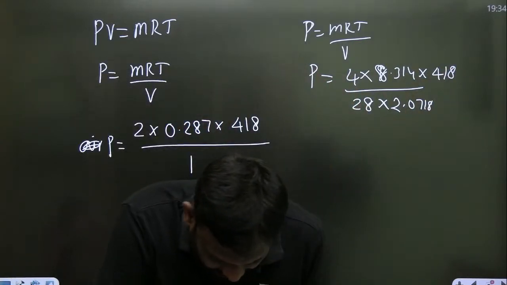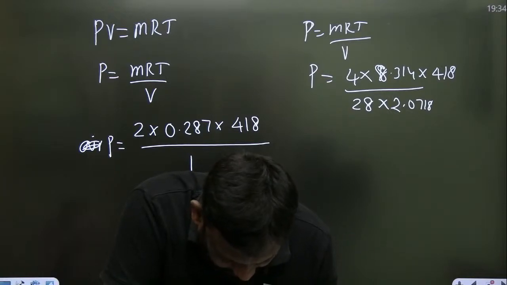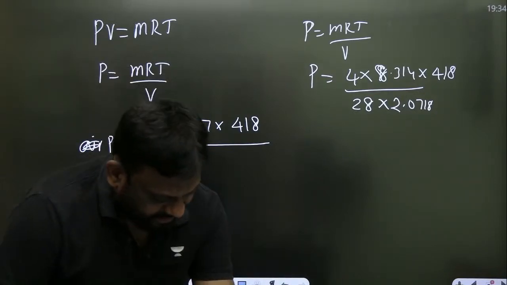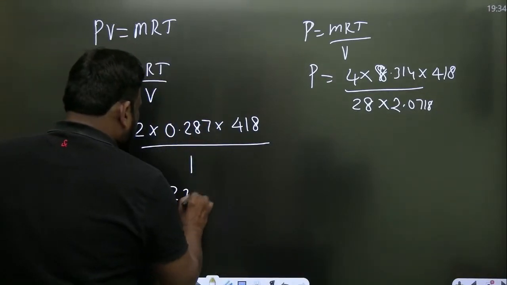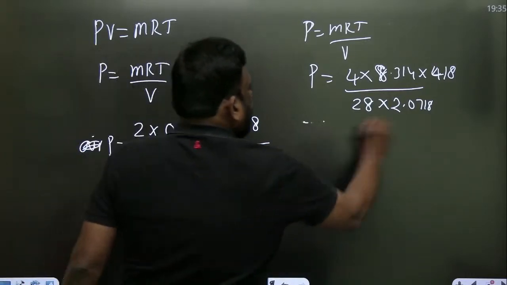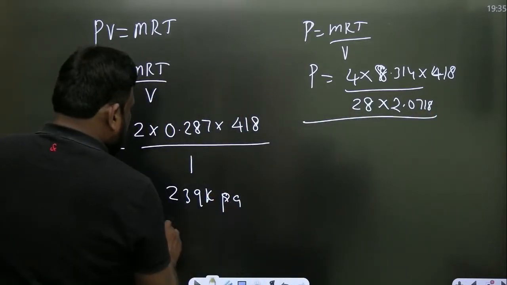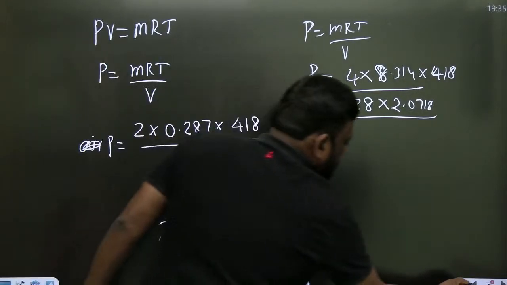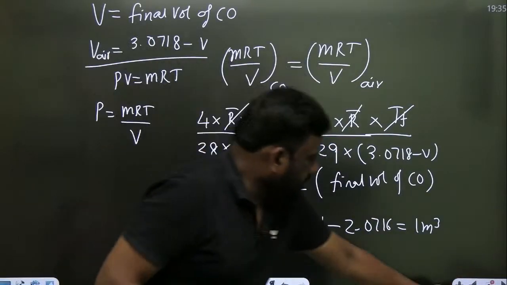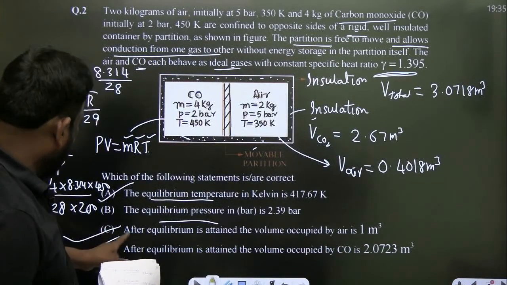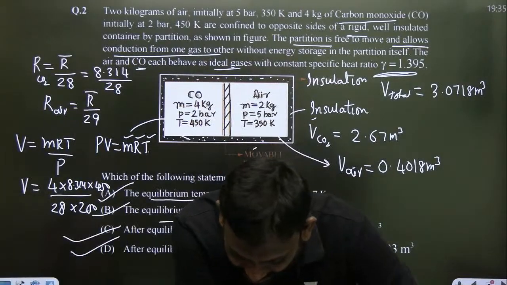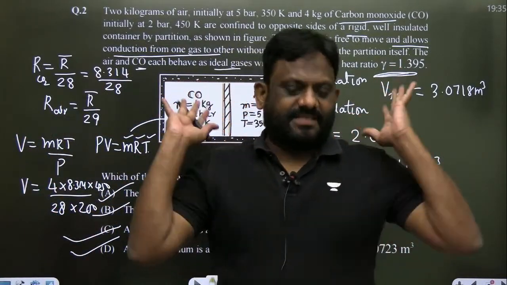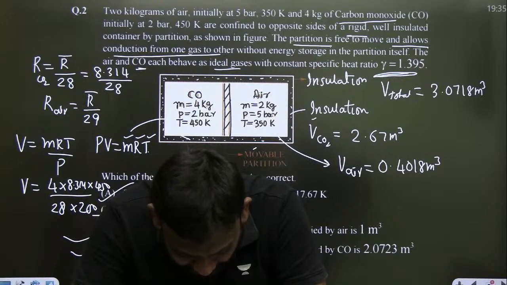How much is coming, sir? How much is the final pressure? Anyone? Sir, you people are joking. Wonderful, sir. 239 kilopascal. Whether you calculate from this or this, you get 239. So it is 2.39 bar. So let me check, sir. He came with great enthusiasm. 2.3. Wow! All the options are correct. In one question we have solved everything. That's why I have taken up this. Tell me, are you happy or not?